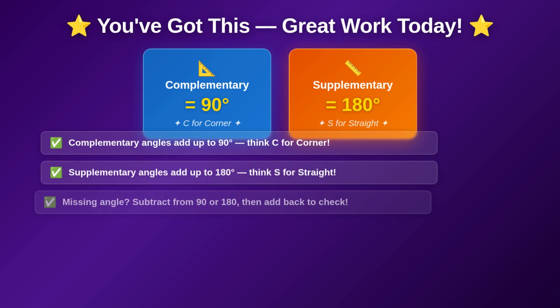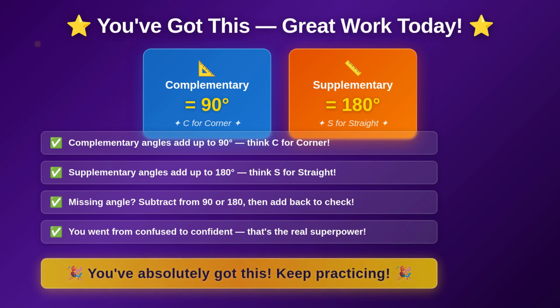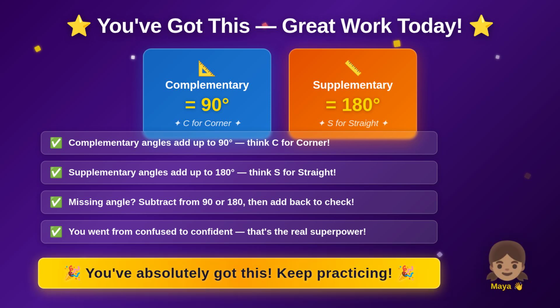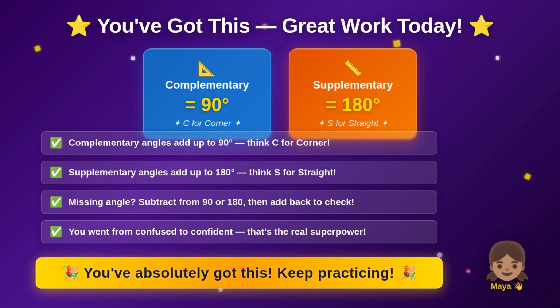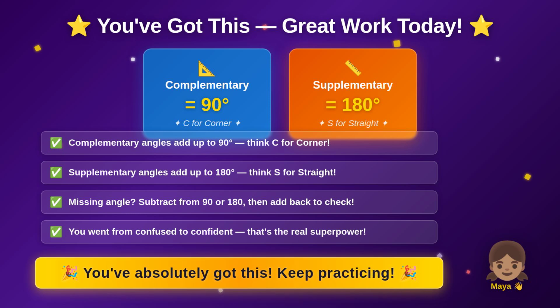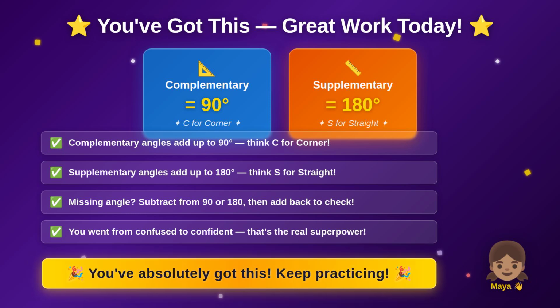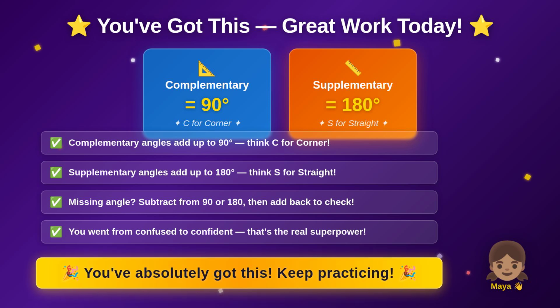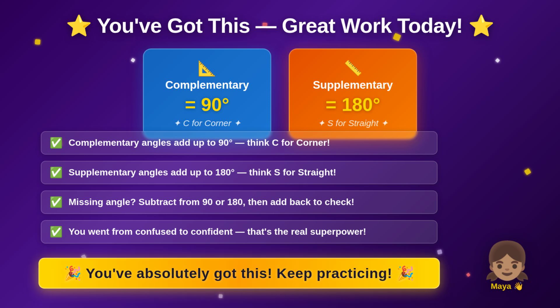Remember when Maya stared at her homework, totally stuck on that missing angle? Now she can solve those problems in seconds, and so can you. Let's recap. Complementary angles add up to 90 degrees. Think C for corner. Supplementary angles add up to 180 degrees. Think S for straight. To find a missing angle, just subtract from 90 or 180, then check your answer by adding back. You went from confused to confident today, and that is the real math superpower.